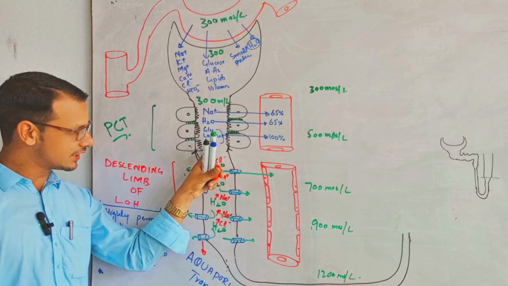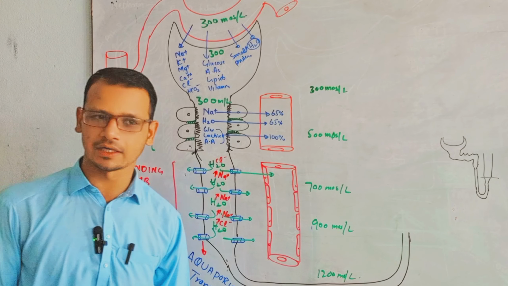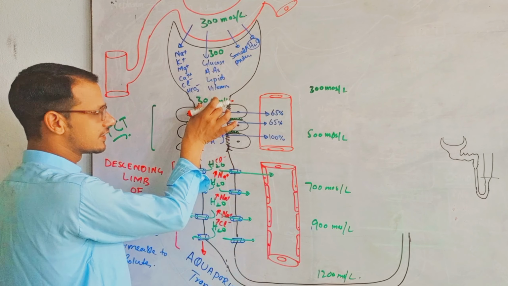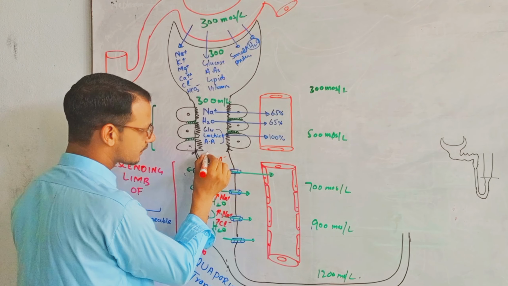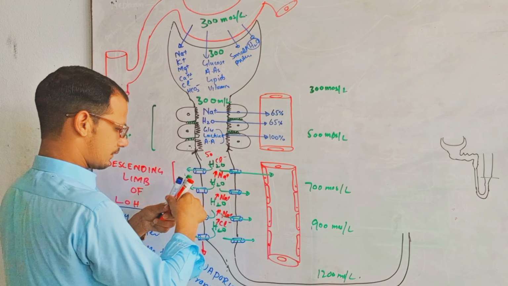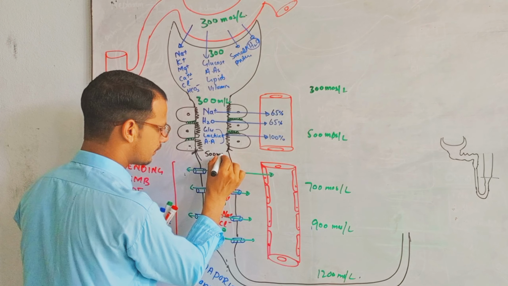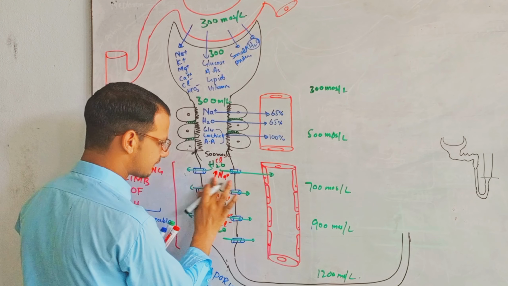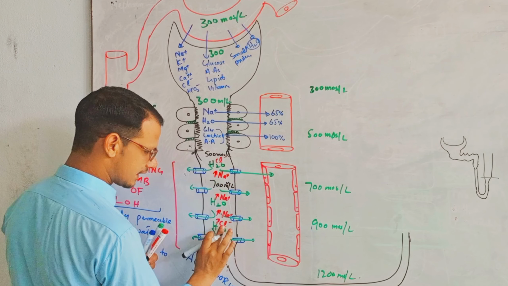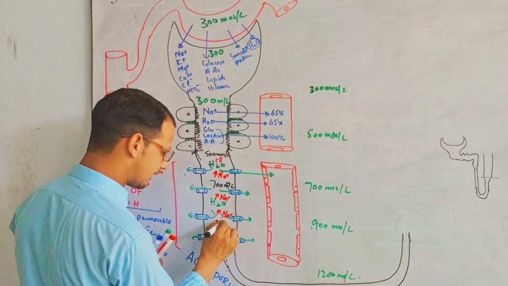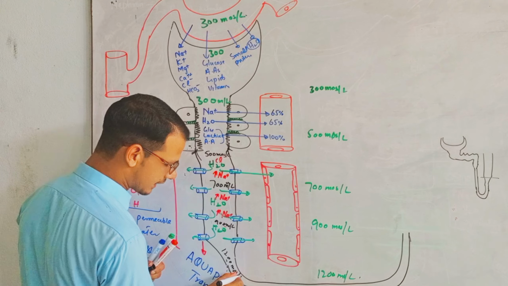It means that the osmolarity inside the lumen is now increasing and it is going up to hypertonic condition, right? For example, here it is 300 milliosmol per liter. For example, here water is leaving, it is for example 500, it is 500 milliosmol per liter. Here for example it is 700 milliosmol per liter. Here it is for example 900 milliosmol per liter, and here it is for example 1200 milliosmol per liter.